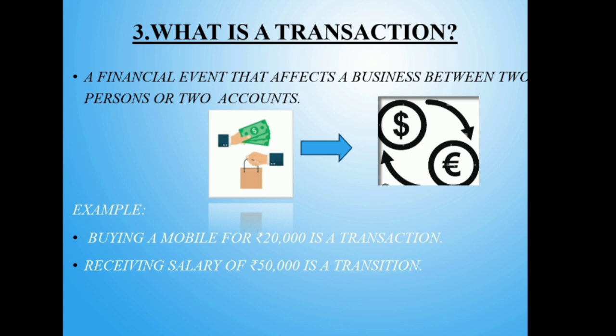And example 2, receiving a salary of 50,000 rupees. Suppose you work in a company and receive a salary of 50,000 rupees in your bank account. This is also a transaction because money is coming into your account. It has a measurable financial impact. The company records it as an expense and you record it as income. Okay, are you understanding here?